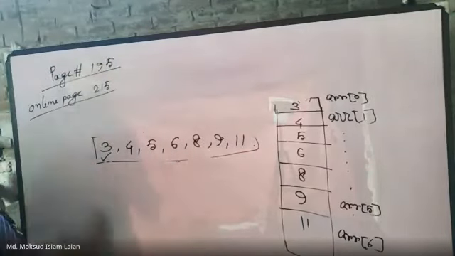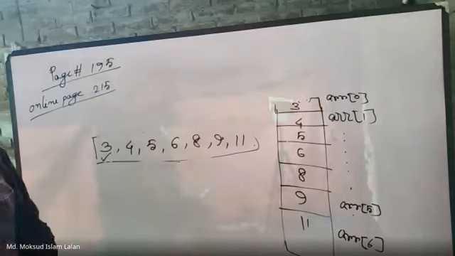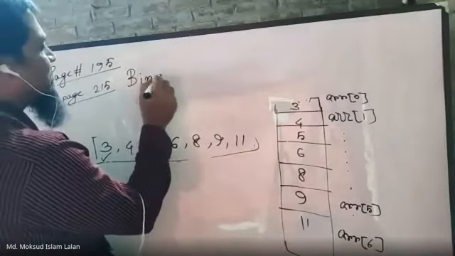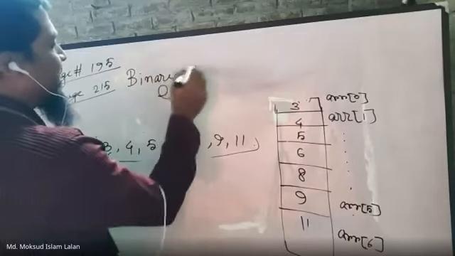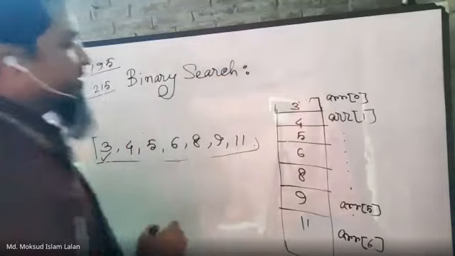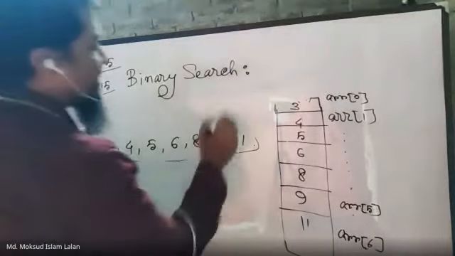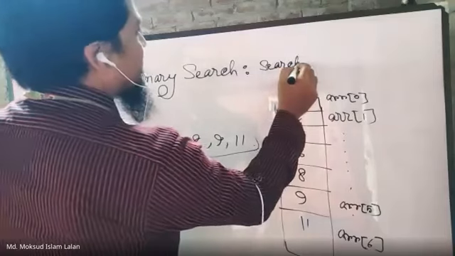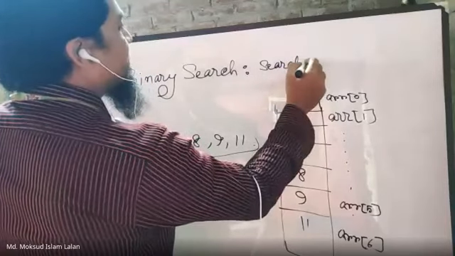Now coming to binary search, I think you already know binary search is important. There will be a question from binary search, so you should know it. So suppose you have to search 9, right? Our searching element is 9, okay?